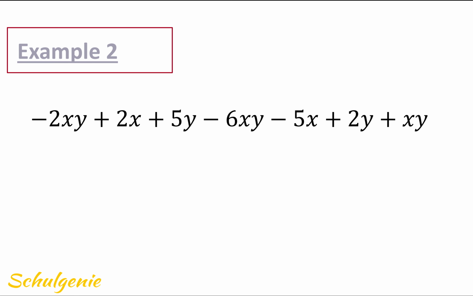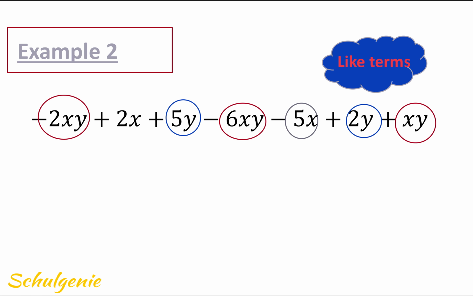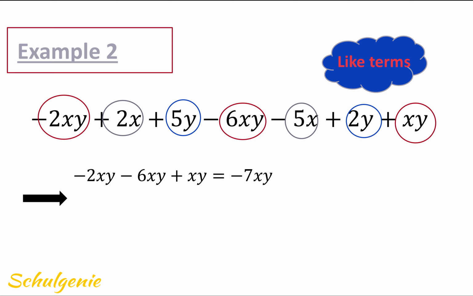This is a very big expression, but don't worry, you will solve it in no time. So we have negative 2xy plus 2x plus 5y minus 6xy minus 5x plus 2y plus xy. Now the first step, remember, is to find the like terms. So we have negative 2xy, negative 6xy, and xy as like terms because they have the same variable. Then we have 2y and 5y, and then we have negative 5x and 2x. So let's start solving the like terms. First, the terms in red.